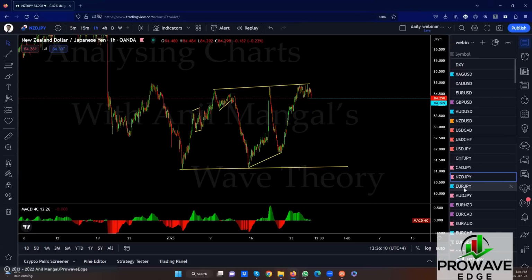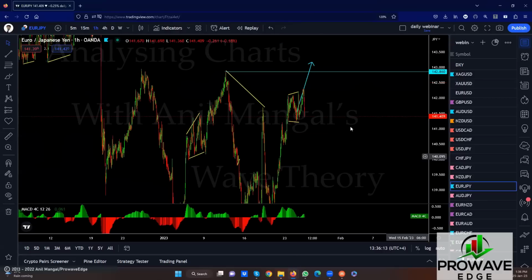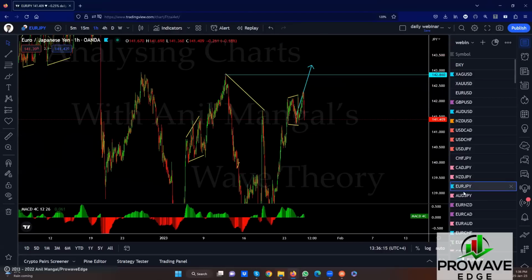We're not going to show you the euro yen because there's nothing much to look at there. It's coming down, but we expect this to probably go up some more, so we're not trading that one.